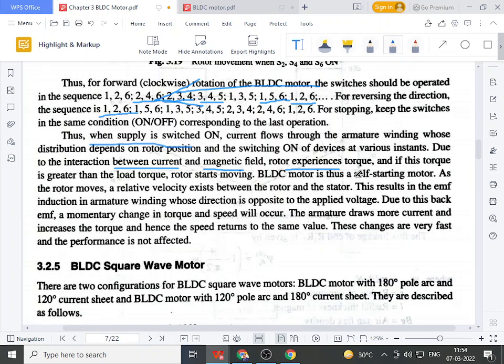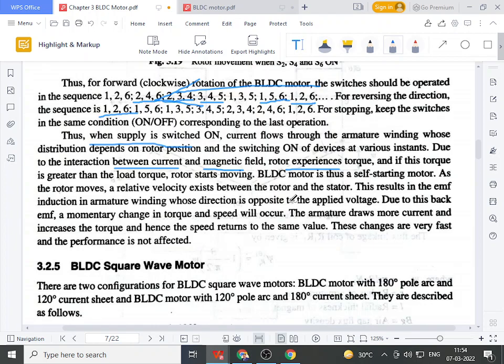One magnetic field is the field which is developed by permanent magnets on the rotor. The second magnetic field is the rotating magnetic field, which is developed by the current flowing through the distributed winding. So the current flowing through the armature winding generates a rotating magnetic field, which is also termed the stator magnetic field. The second magnetic field is the field developed by the rotor, known as the rotor magnetic field.